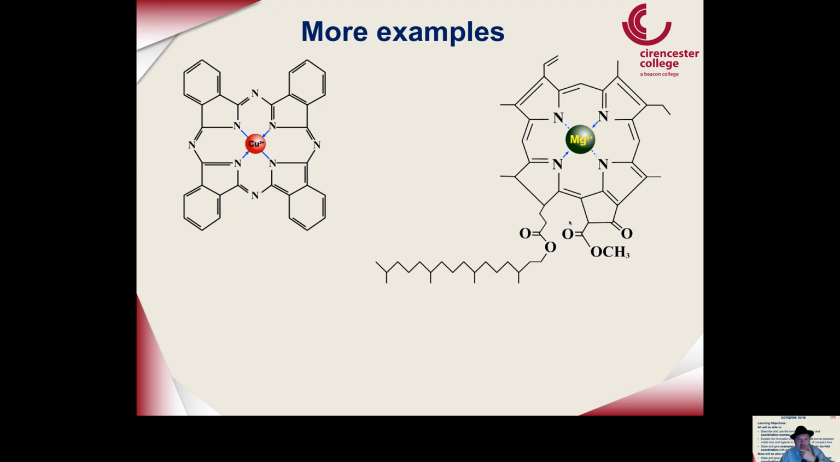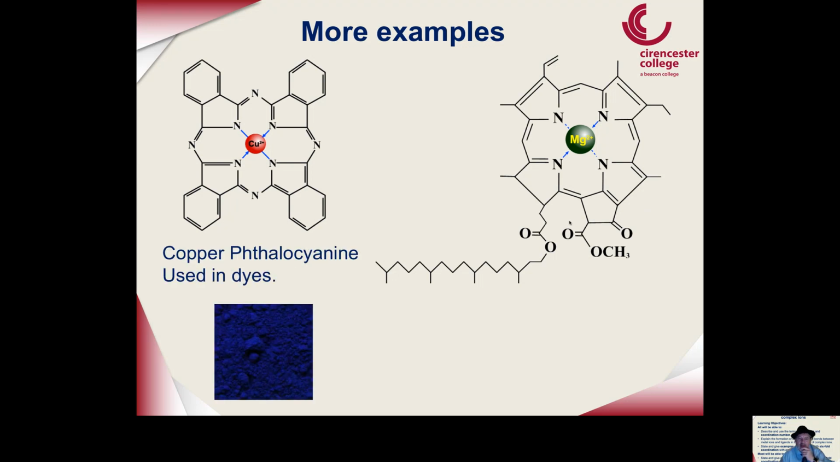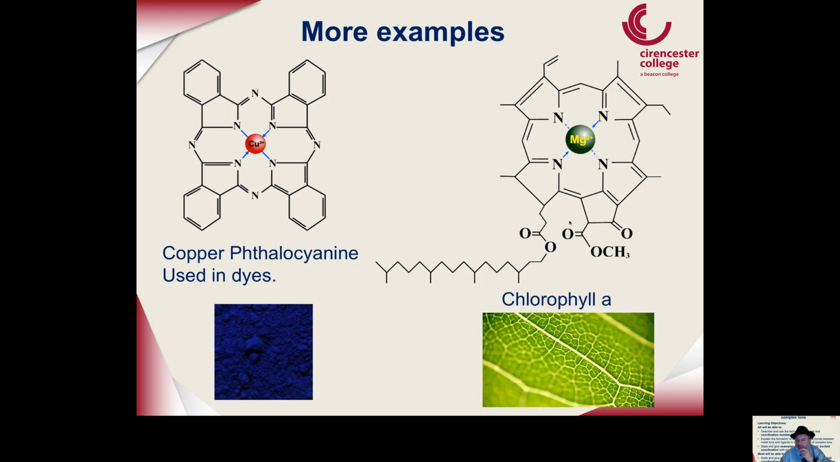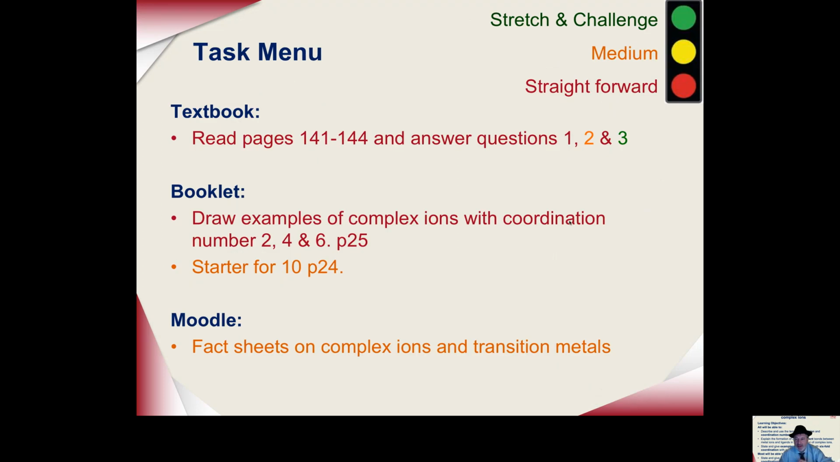Other examples, we have copper phthalocyanin, which is used in dyes. It gives a nice bluish dye. We've got chlorophyll, so magnesium acts as the one there. Of course, magnesium is not a transition metal, but it's still undergoing the idea of a ligand and a complex. Chlorophyll A gives a nice green color, and that is it for complex ions. It just needs you to do some practice of it. So good luck with your practice. Come back into class, and hopefully you'll be able to work through some questions.